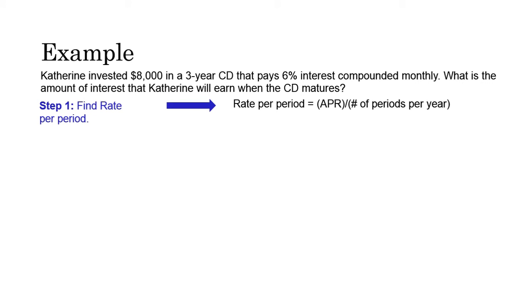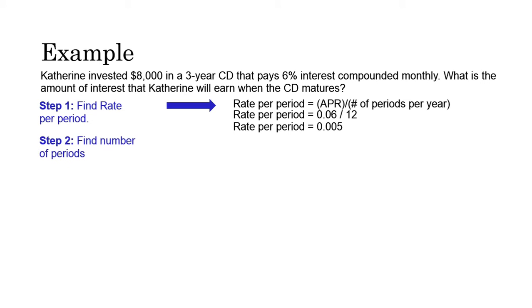To find the rate per period, we use the APR, which is in this case the 6%. And we divide it by how many periods per year. And that all depends on how often it is compounded. So in this case, because it says compounded monthly, that means we are compounding it 12 times a year because there are 12 months in a year. So we do that. The rate per period is 0.005 because we have to divide 0.06 by 12.